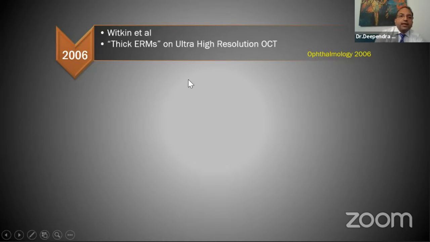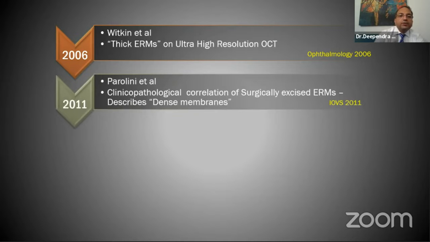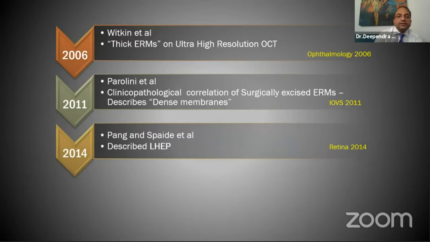So it was way back in 2006 when Witkin et al. noticed that there are some ERMs which are different on high resolution OCT. And then in 2011, I think Bárbara did a great job when she differentiated these two different membranes on OCT, and she said there is one group which has dense membranes and another group which has normal, tractional membranes. But it was again in 2014, Pang and Spaide. I'll talk about this article in more detail.